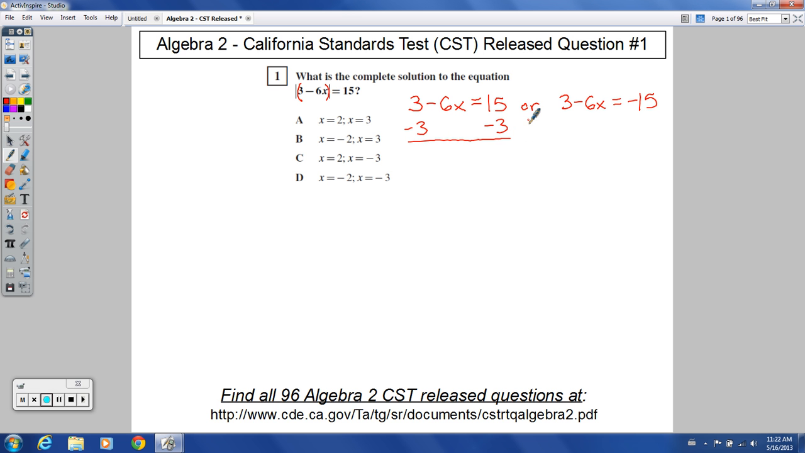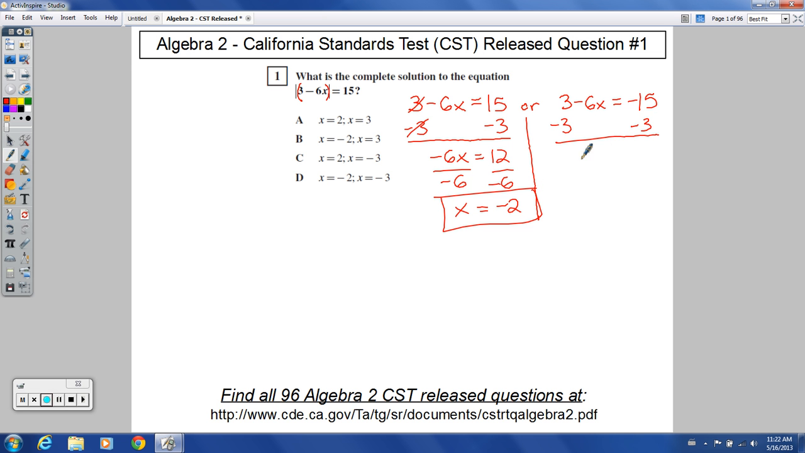So if I subtract 3 from both sides here, I've got my two problems here. This will cancel here and here. We've got negative 6x equals 12. Divide by negative 6. This is one value that will work. x equals negative 2.